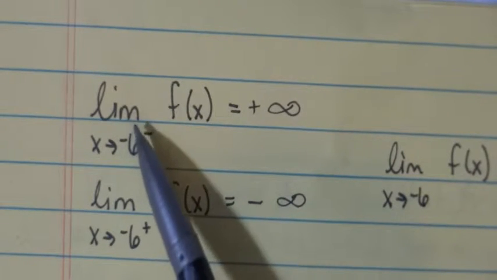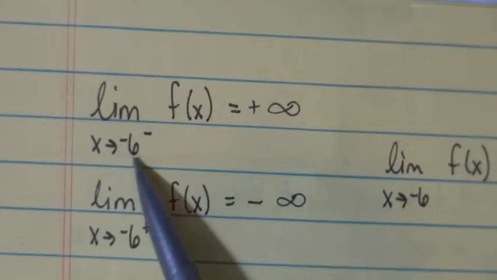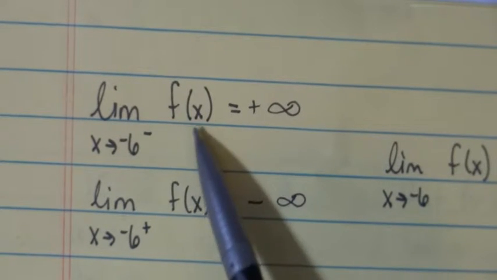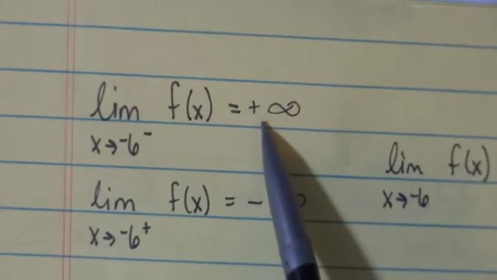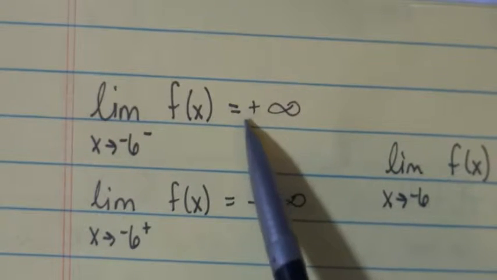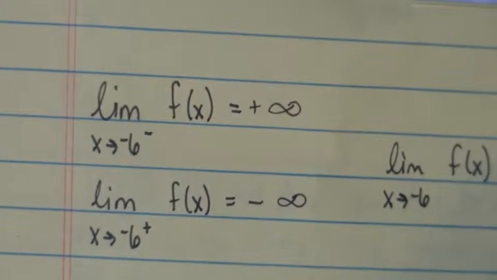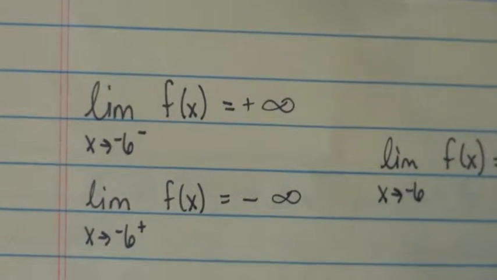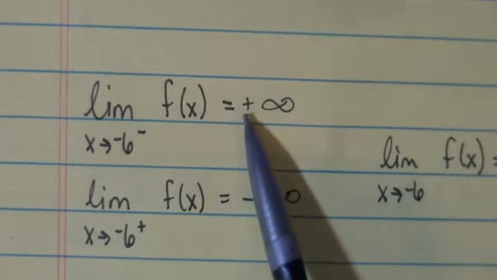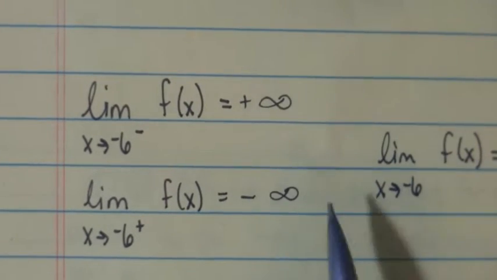Whenever we see something like the limit as x approaches -6 from the left, our function is going to approach, in this case, positive infinity. And I like to write that just so there is no misunderstanding of, well, was it negative? But you could just leave off the plus sign if you wanted to.